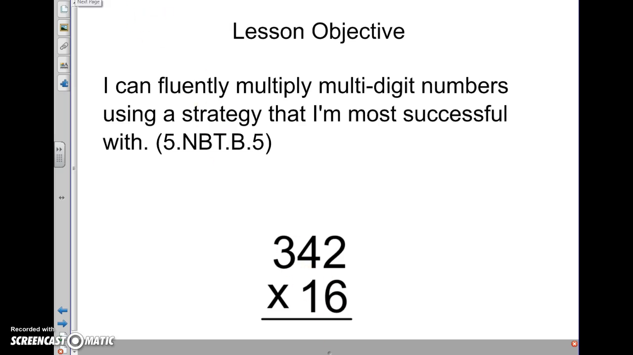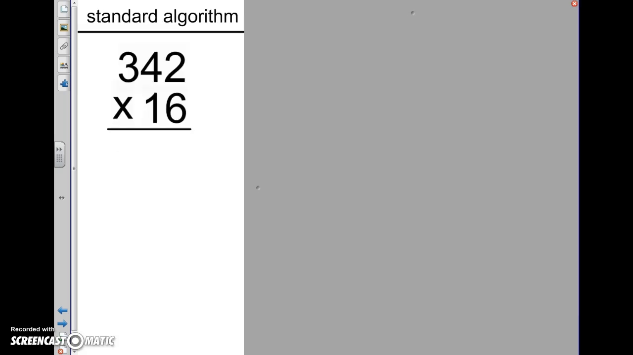We're going to look at this three different ways. We're going to solve this using three different strategies. They're the most recent ways that we've solved these multiplication problems, and we're going to see how they're related. So the first one is using the standard algorithm. We're going to take 342 times 16, and we're going to move through this quickly because this is a review from yesterday's lesson.